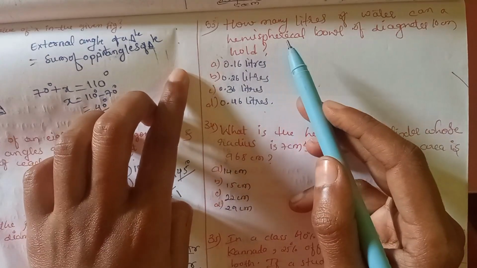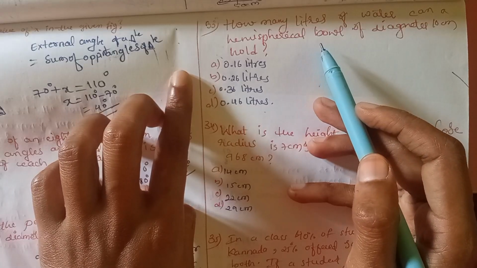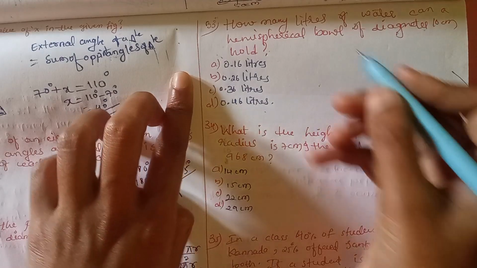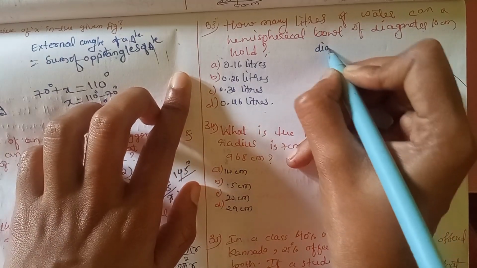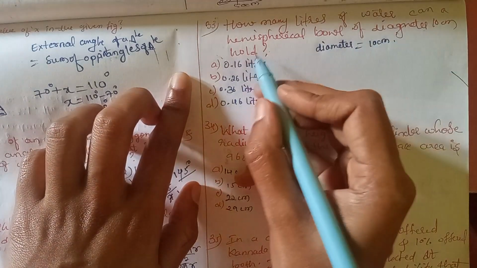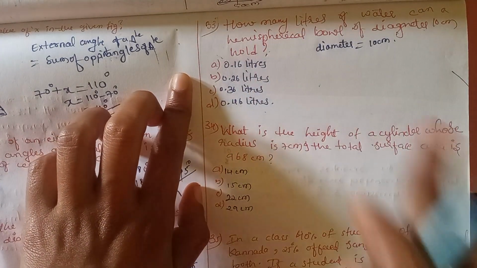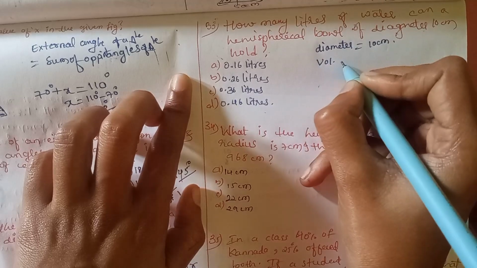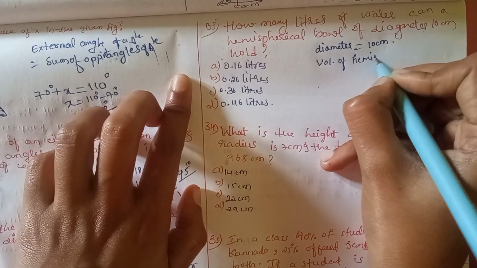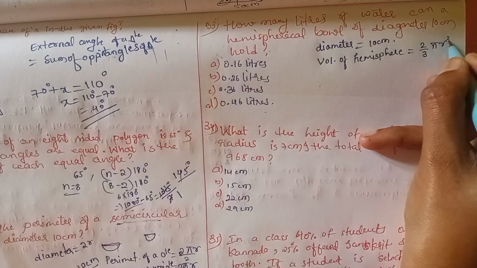Question 33: how many liters of water can a hemispherical bowl of diameter 10 centimeter hold? What is given again? Diameter is equal to 10 centimeter. It is a hemisphere, and you have to find how many liters of water it can hold, which means you have to find the volume. The formula for the volume of a hemisphere you should remember: volume of hemisphere is equal to 2 by 3 pi r cube.